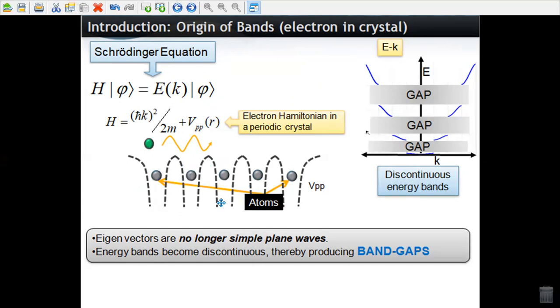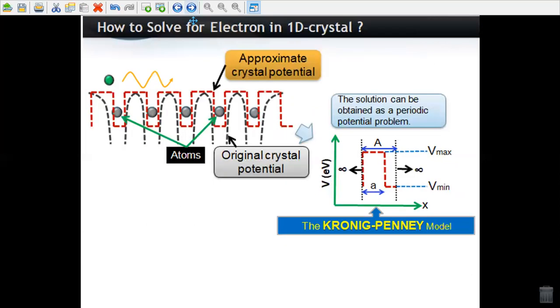So eigenvectors are no longer simple waves, rather this simple wave is modulated by another function which is called the Bloch function, and energy bands become discontinuous, thereby creating the band gaps, which are predominant in semiconductors and insulator materials.